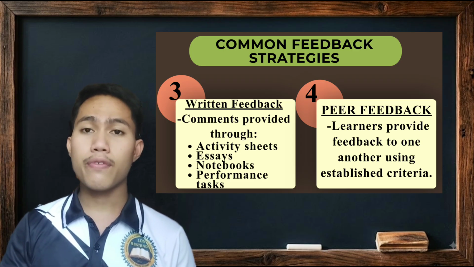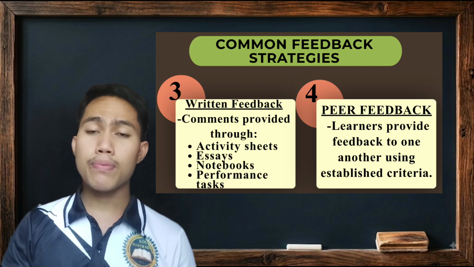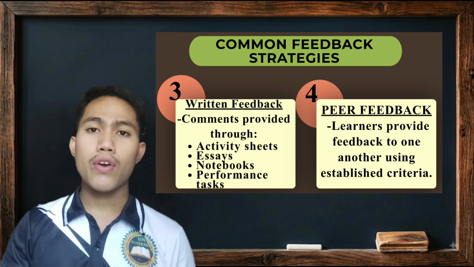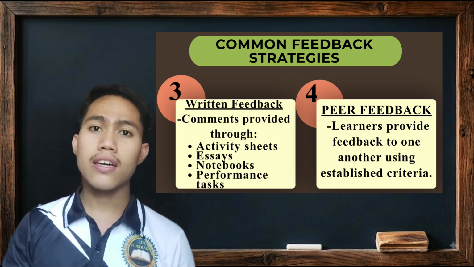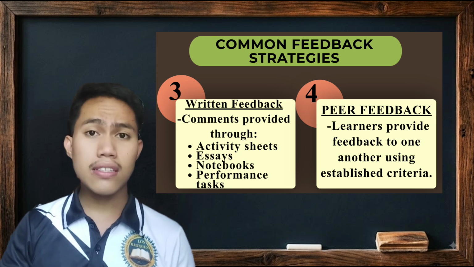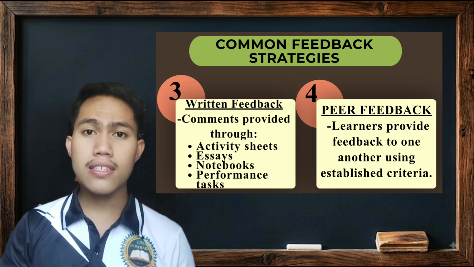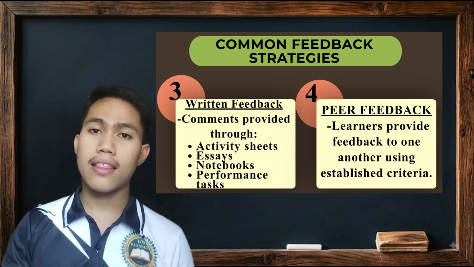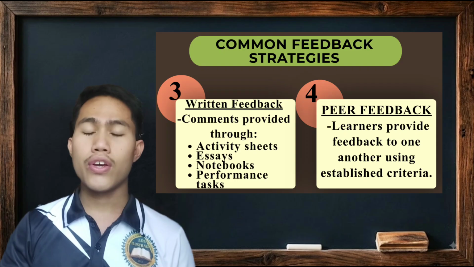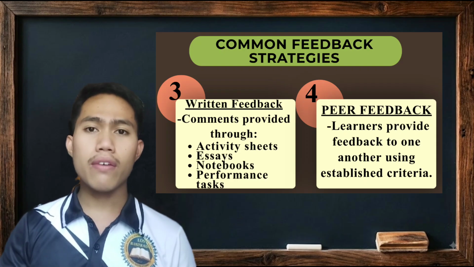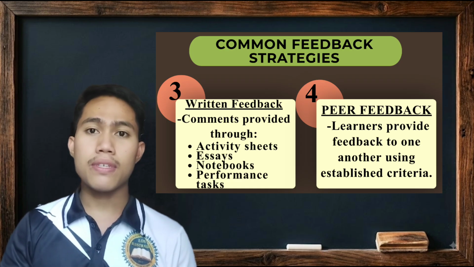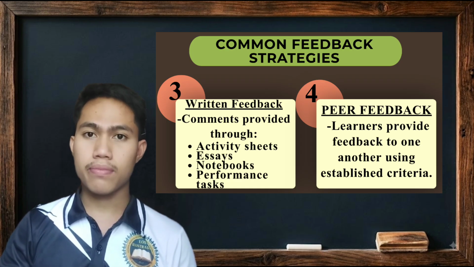Fourth is peer feedback. Here, learners provide feedback to one another using established criteria. For example, during a group reporting activity, classmates can check, was the information accurate? Was the presentation organized? Did all members participate? And what was one's strength? What is one suggestion for improvement? However, learners must first be taught how to give feedback that is specific and respectful.